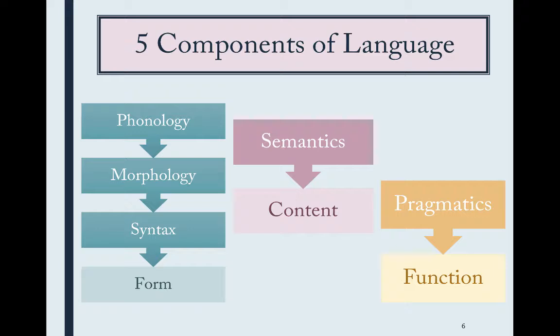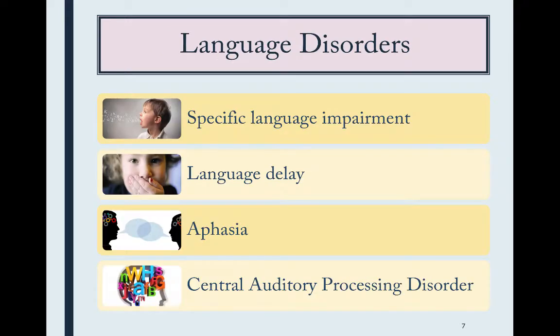Semantics gives us our meaning, all right, so our content has to have meaning. And pragmatics gives us the reason for communicating. So we have reasons. We ask questions, we make statements, and that also has a function to it. So when we study language disorders, the reason we have to understand these definitions is that there can be breakdown in any of these areas.